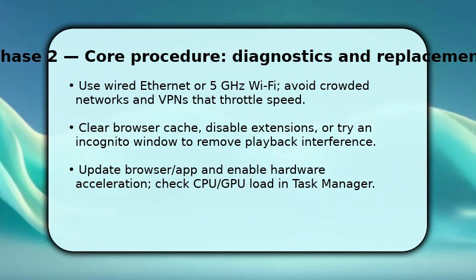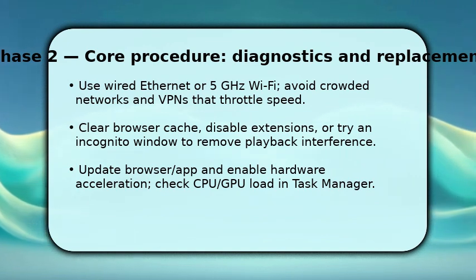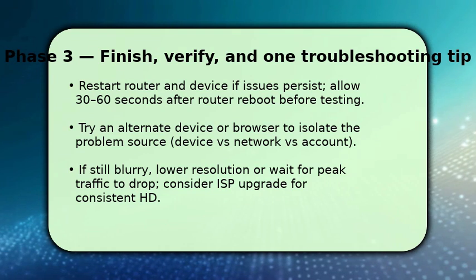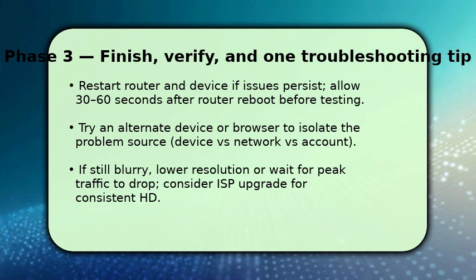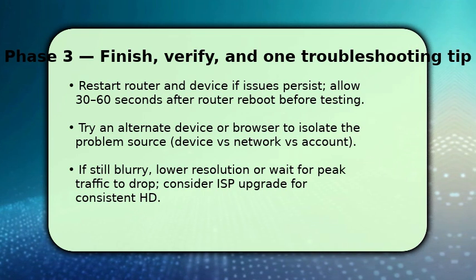Finally, monitor CPU and GPU load. If they're maxed, lower resolution or close heavy apps. Finish by confirming improvements and isolating remaining causes. Restart your router and device, then wait 30 to 60 seconds before reconnecting. This clears transient network faults.